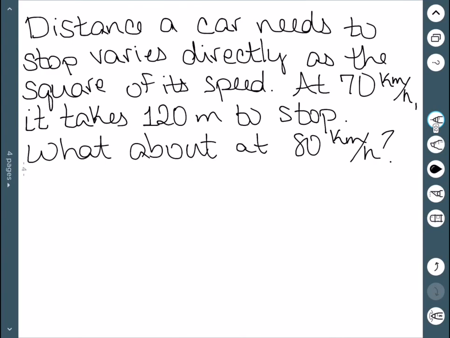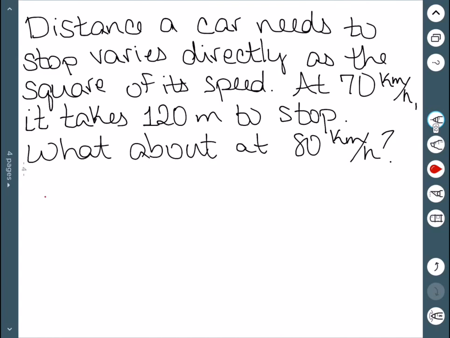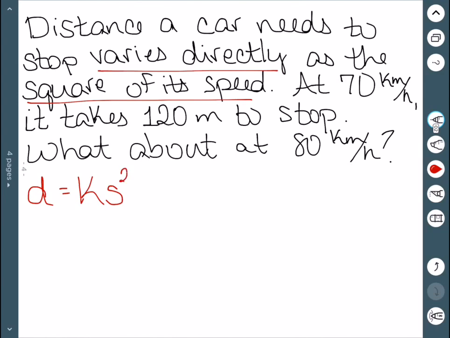The distance a car needs to stop varies directly as the square of its speed. If we're going 70 kilometers per hour, it takes 120 meters to stop. So what happens if we're going at 80 kilometers per hour? So we know that our distance varies directly, so k times the square of its speed. So this time we have s squared.